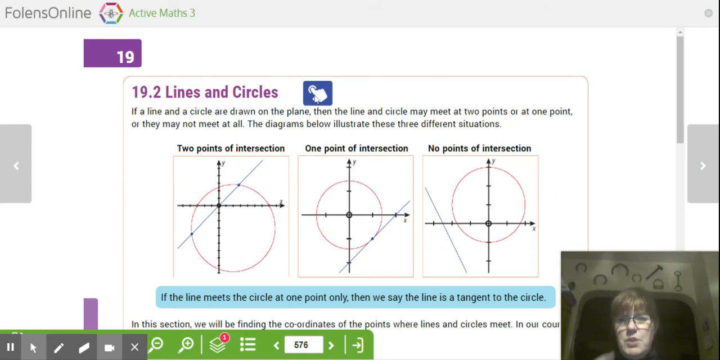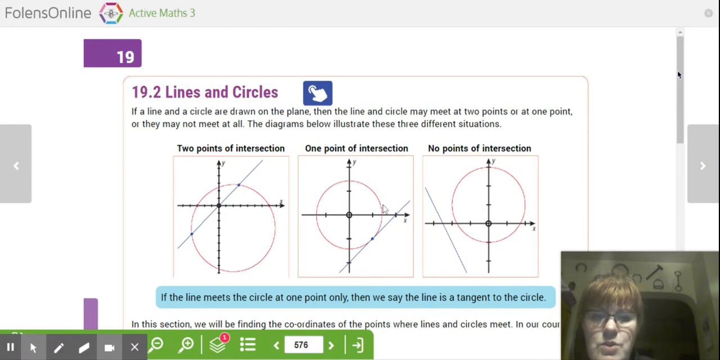Hi, so we're going to talk about lines and circles, and as you can see here, there are three different cases you have to consider. The first case is this here, and in this case, you have 2 points of intersection. So that is a line that's going through the circle, which has 2 points of intersection.